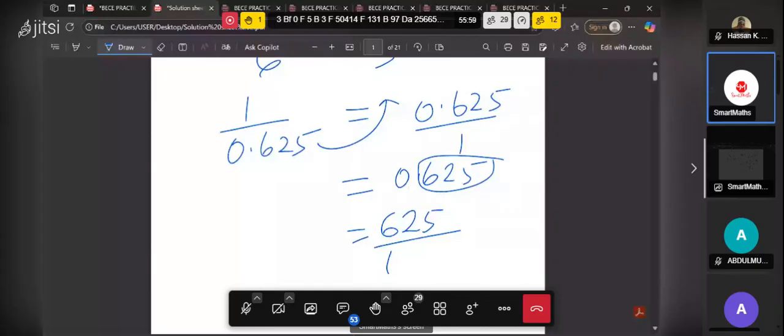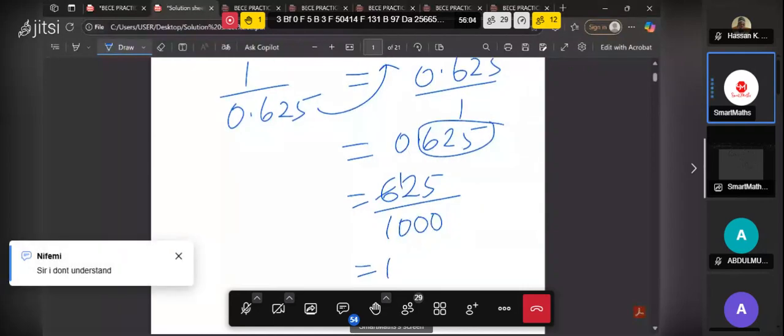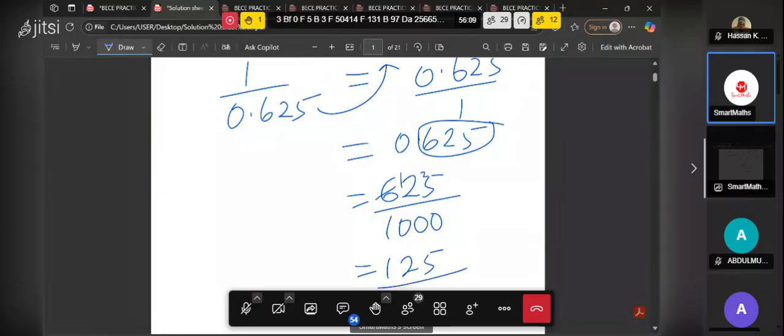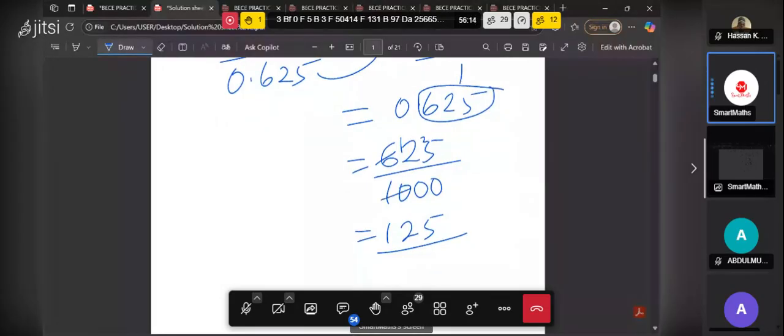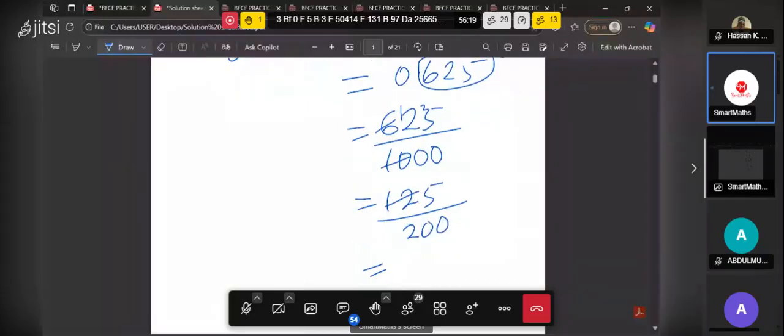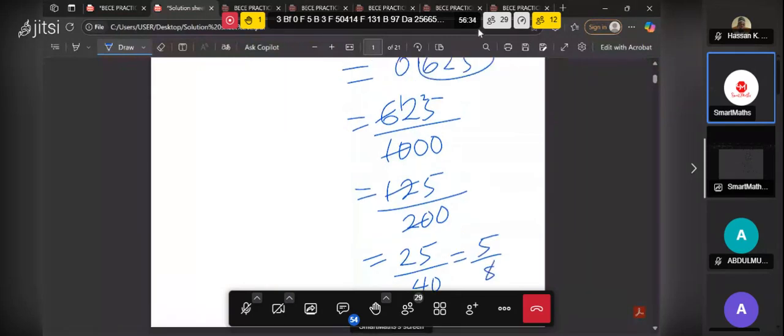So 5 can divide. 5 in 6, that is 1, remainder 1. In 12, that is 2. In 25, that is 5. So 5 in 1,000, that is 200. 5 can still divide. You can see the way I'm doing it. So 5 can still divide this, that is 25. Then 5 here, this is going to give us 5, 4, that is 40. 5 can divide, that is 5. Then 5 over 8. I hope this is clear.